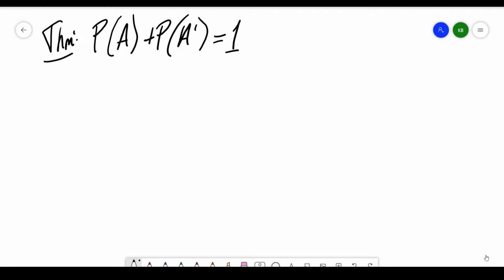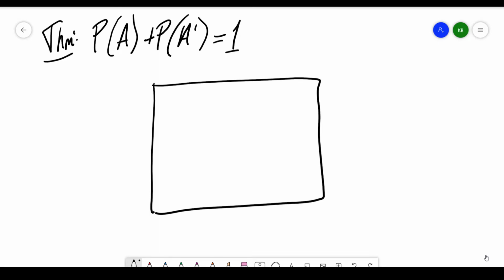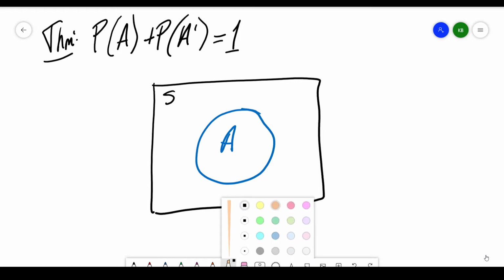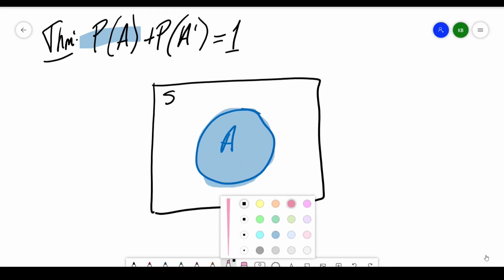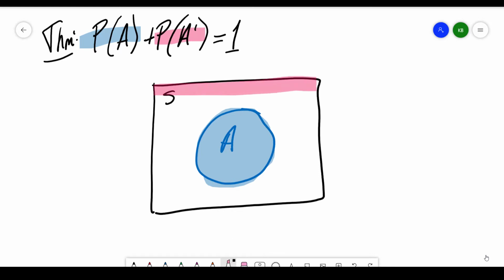All right, one final rule that comes into play is that the probability of A plus the probability of A complement equals 1. So if I take a Venn diagram, look at this, I have my set of all of my possible outcomes of my statistical experiment, and I have some set A. Now remember, A complement is the opposite of A. It's everything outside of A. So if I were to highlight these things, the probability of A accounts for the probability of all of the outcomes inside my circle. The probability of A complement accounts for the probability of all of the elements, all the possible outcomes outside of my circle.